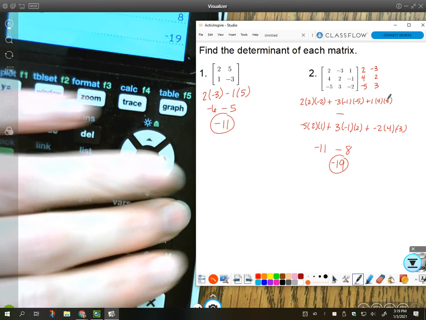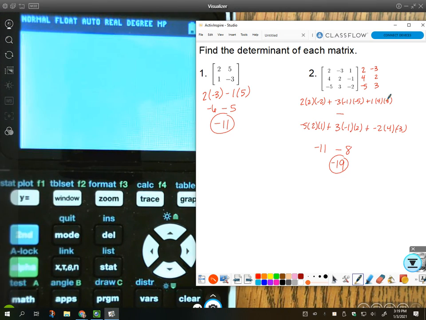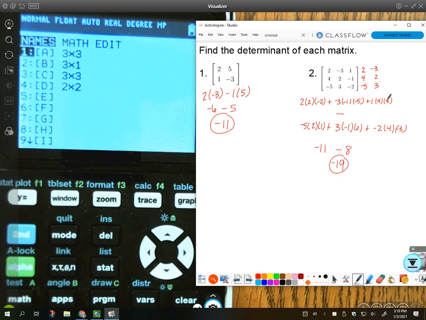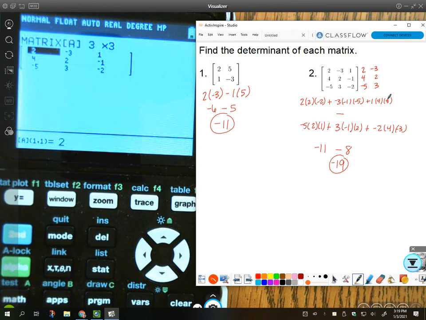All right, so we will go to matrix and over to edit, choose our matrix. It's a 3 by 3. Put in our values, so 2, negative 3, 1, 4, 2, negative 1, negative 5, 3, and negative 2. Again, double check your numbers, make sure that they're all right.